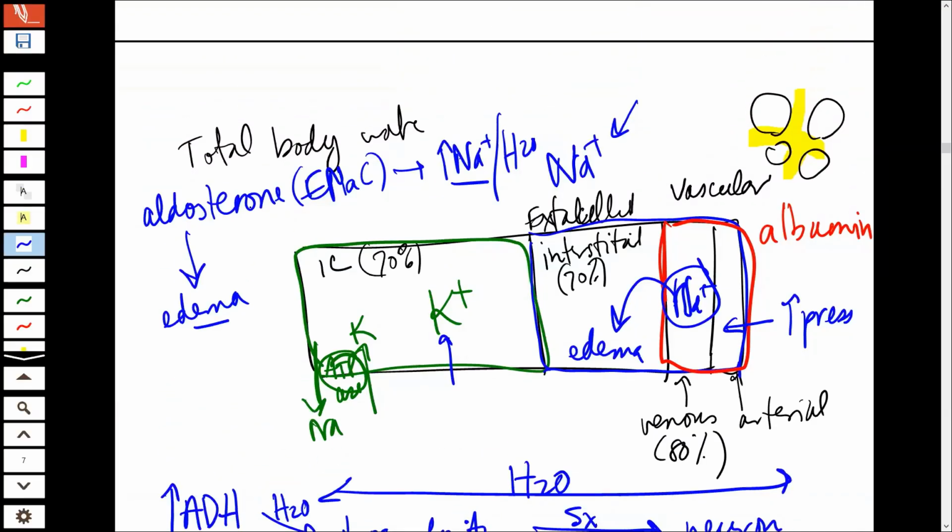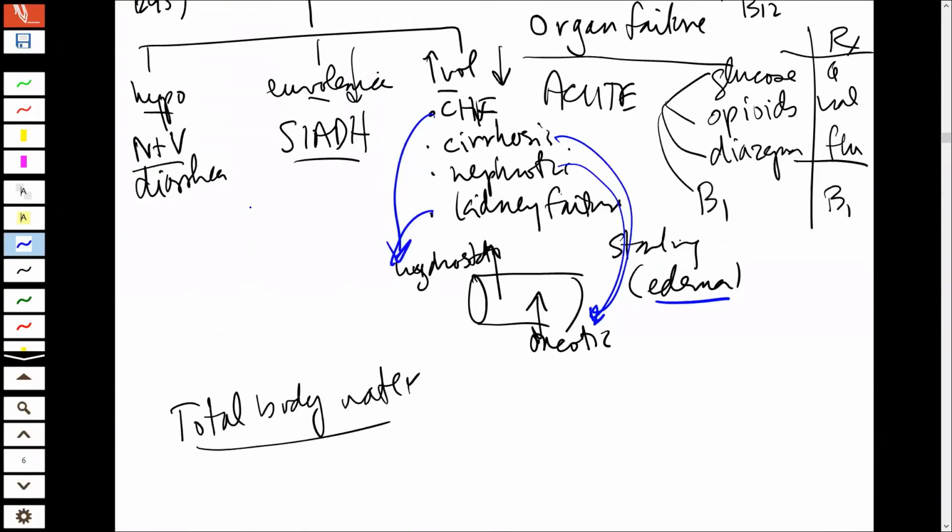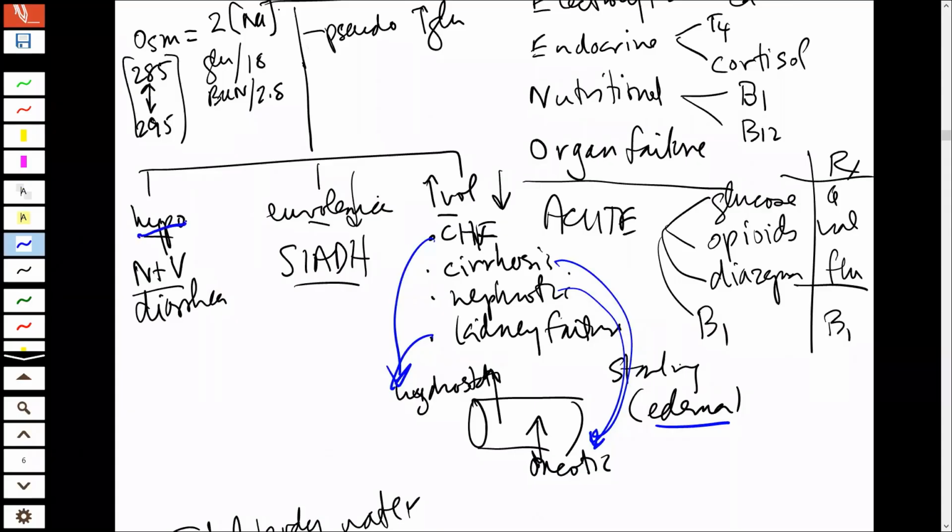Okay? So when you come back up here and you take a look at this hypovolemic, euvolemic, hypervolemic, when we say hypervolemic, we don't really mean that, do we? We really mean sodium hypervolemic. Because you notice the ones we put in that is our edema list.